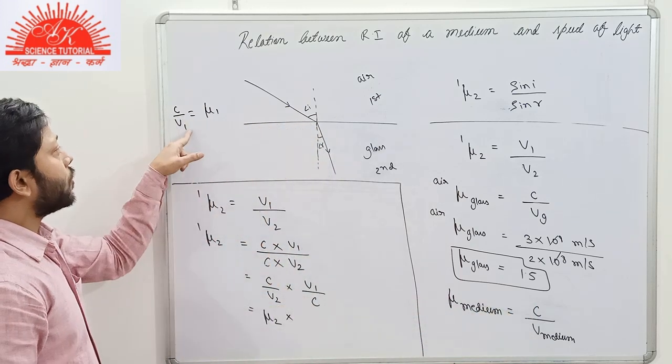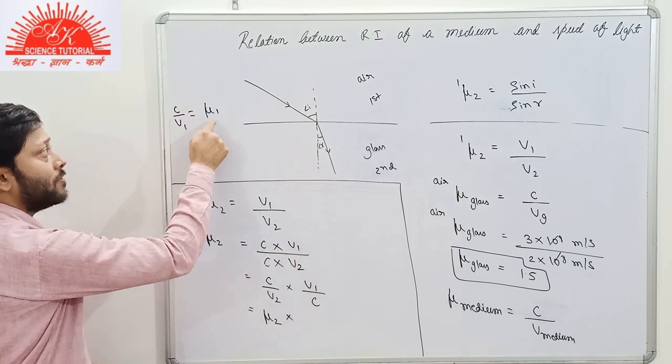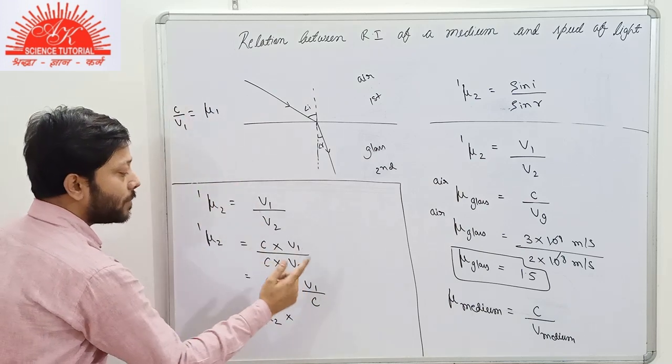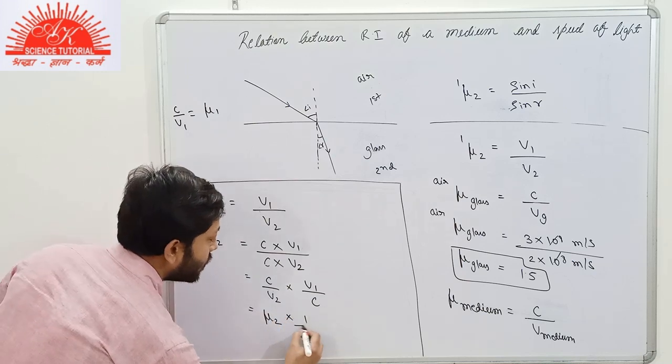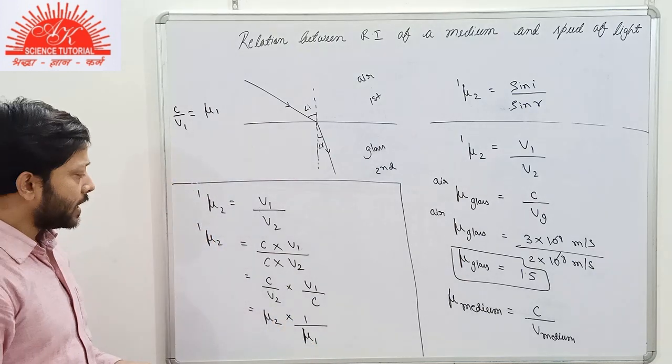But we do not have this part. We have the reciprocal of this part. C by V1 will be mu1, so V1 by C can be written as 1 by mu1. I think it must be very clear to you.